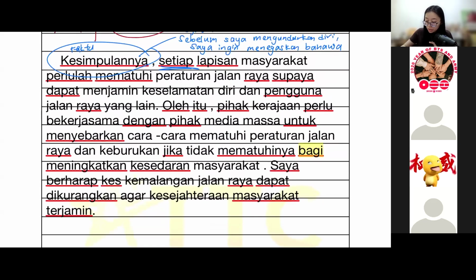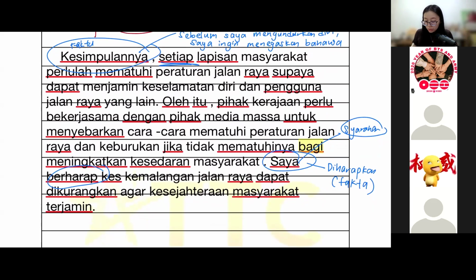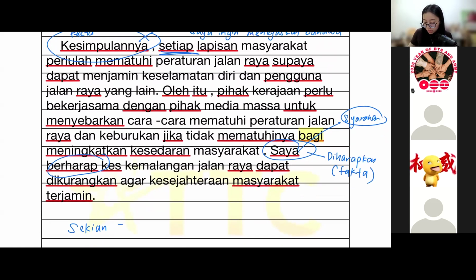This one, I circle it up. So this one, saya berharap. You can just change it to diharapkan. This one is for fakta. Normal karangan. Saya berharap, this one is for syarahan. So now you learn two things. One is for fakta, one is for syarahan. Don't confuse yourself. So saya berharap, since this is syarahan, then you have to say sekian terima kasih after you finish all your sekian terima kasih. And then only you can end for your syarahan.